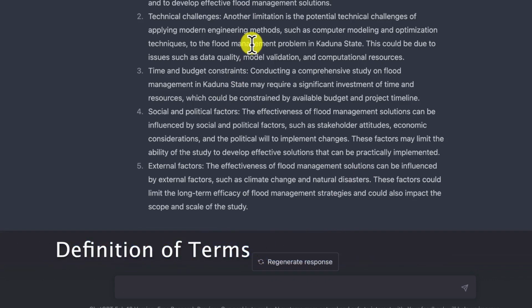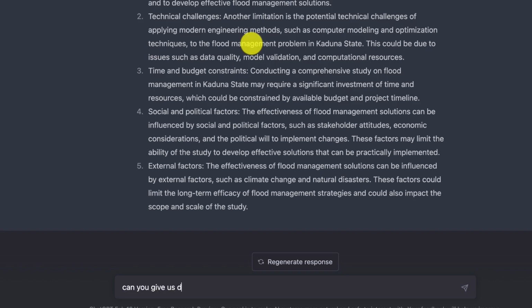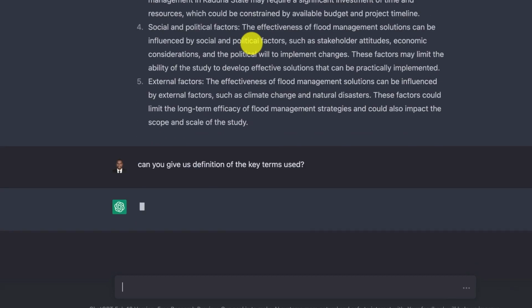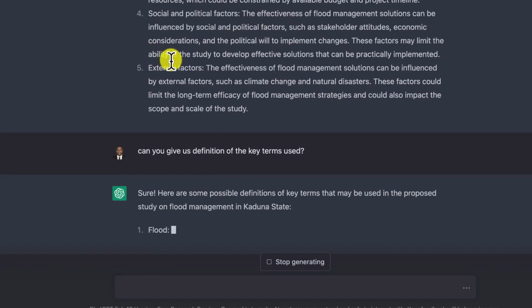You know, in a research proposal, you should include the definition of some key terms, especially technical terms that you have used throughout, so that people who are not familiar with the field can also benefit, and they can understand and make your research proposal very easy and simple to follow along. So let's say, can you give us definition of the key terms? Yeah, so let's ask it. Yeah, it's going to give us, sure, here are some possible definitions of the key terms used.